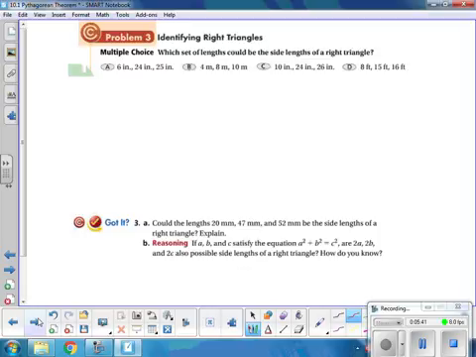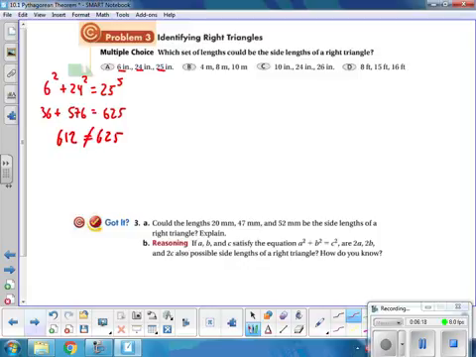Like for instance, the first one, and remember my A and my B legs of the triangle are going to be the two smaller ones, my hypotenuse being the bigger one. So let me go through these quickly. For A it's going to be 6 squared plus 24 squared equals 25 squared. I can see 6 squared is 36. 24 squared is, I used a calculator for that one because that's a beast, 576. I add 36 and 576 together and I get 612. And 25 squared is 625, and I see that those are not equal. So that would not be a right triangle.